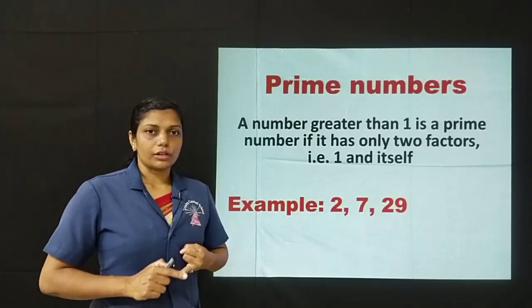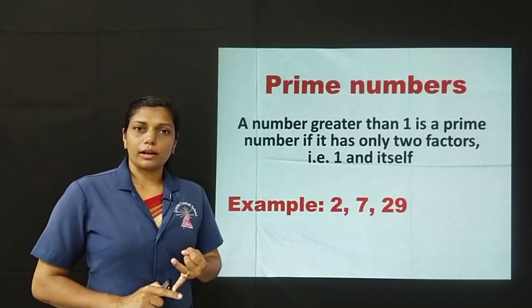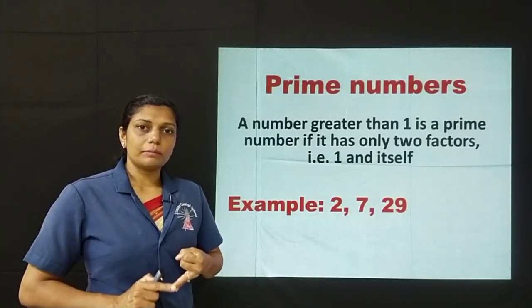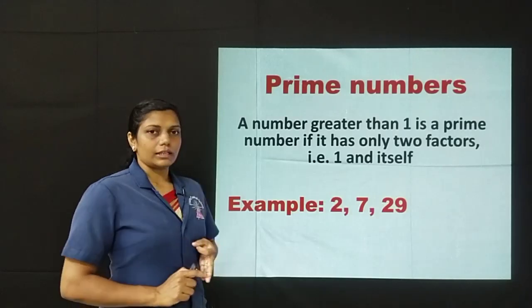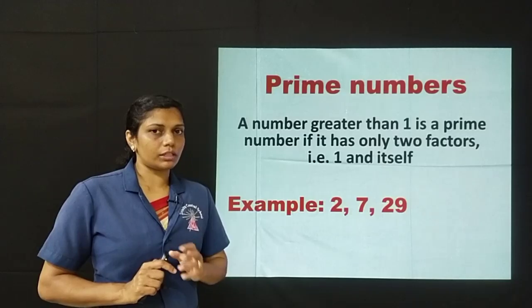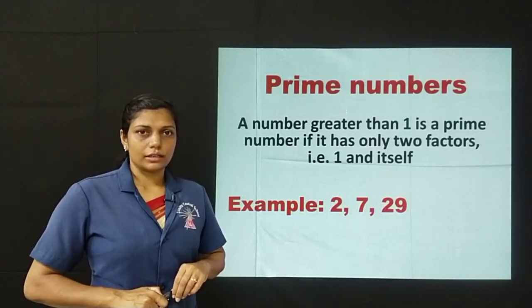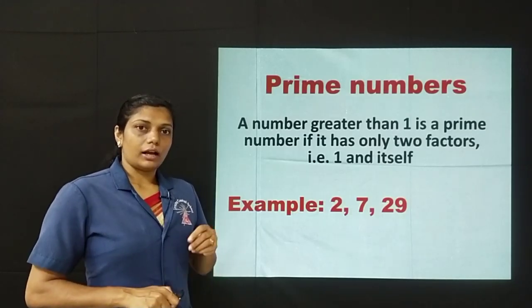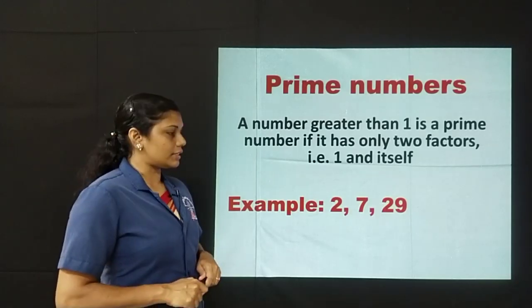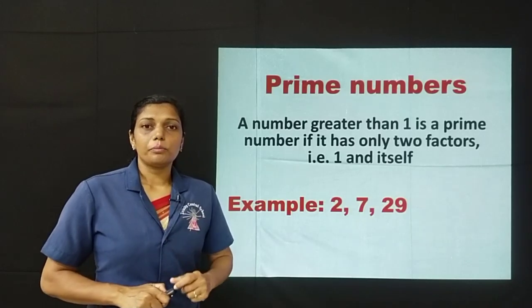Next is 7. What are the factors of 7? 1 and 7. No other factors. Therefore, it is a prime number. 29. The factors are 1 and 29. No other factors for 29, isn't it? It is not divisible by numbers other than 1 and 29. That is the reason 29 is also a prime number.